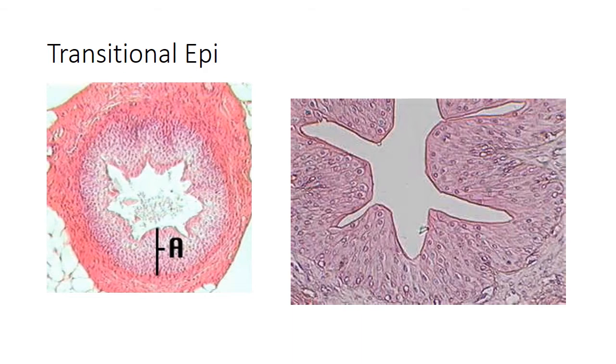Good. Then what's the one that makes up your skin? Stratified squamous. And then what's the one that's right in front of you? The transitional epithelium. There we go. Now, the epithelium are just a bunch of cells. Now we go to the connective tissues.